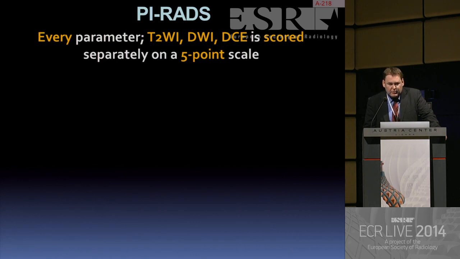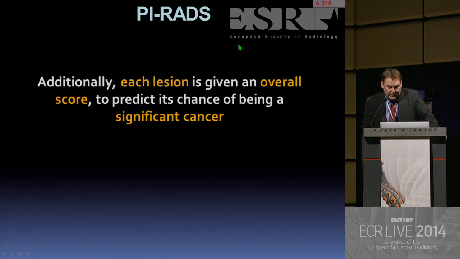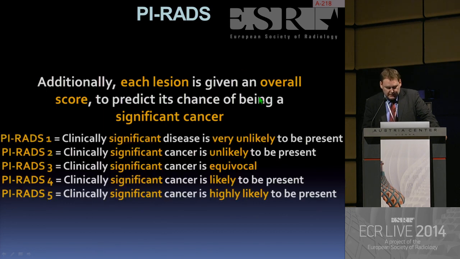As I was studying PI-RADS, it's very important to understand the motivation, the basic principle of PI-RADS. The PI-RADS classification has a 5-point scale for every parameter: T2, DWI, and DCE. Additionally, each lesion is given an overall score to predict its chance of being significant cancer.